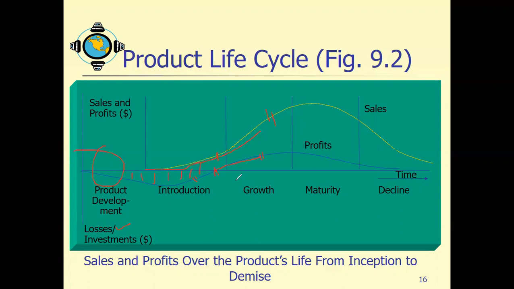But from here, when sales is increasing, the profit is also increasing. This line has become the profit line, but previously it was loss line or investment line. Now it becomes a profit line. Okay, so introduction, growth, maturity and decline.